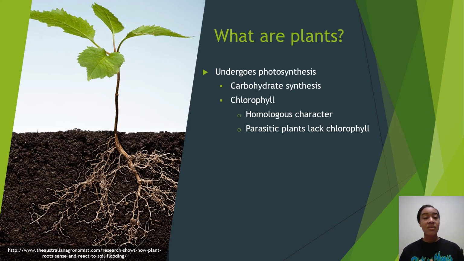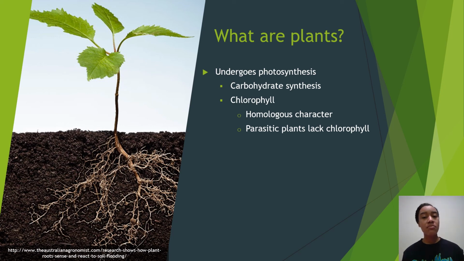Plants' main claim to fame is their ability to undergo photosynthesis. And this is the building of carbohydrates from CO2, water, and sunlight. Okay. And they can do this through the use of chlorophyll, but not all of them use chlorophyll. Some of them can use other pigments, but the ability to undergo photosynthesis using chlorophyll is a homologous character. So this was a characteristic that is derived from a shared common ancestor of all plants on Earth.